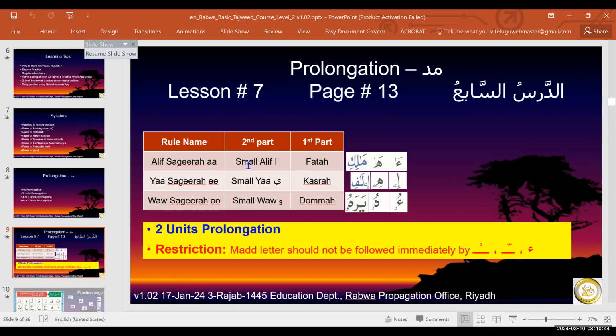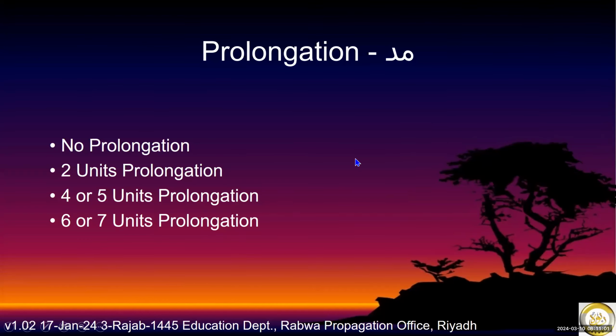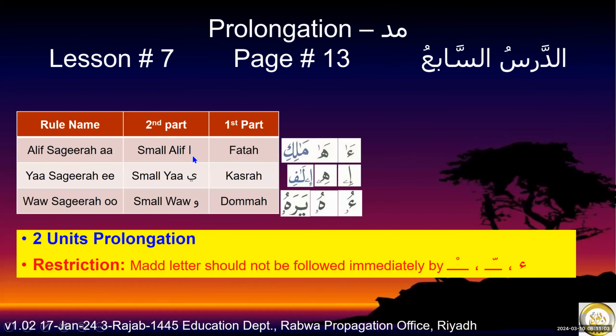In the case of Alif Sageerah, as you see on the screen, the first thing you must have is a letter with fatha on it. The second thing is that the letter must be immediately followed by a small alif, not a big alif. It should be a small alif.